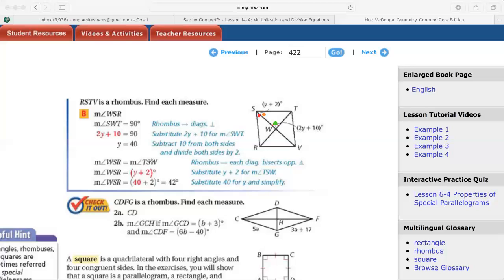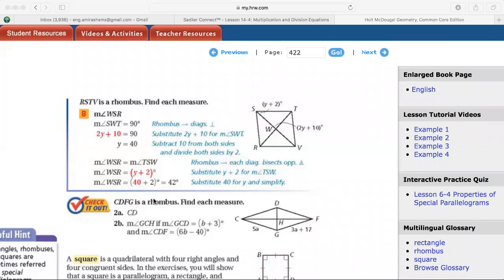So I got the value of y. When I got the value of y, I'm going to substitute it in the orange angle. Why the orange? Because the orange is given: it is y plus 2. So the orange angle is equal to 42. And one of the properties of the rhombus is that the diagonal bisects the angle into two equal angles. So the red is equal to the orange, so the red is equal to 42. So angle WSR is equal to 42.